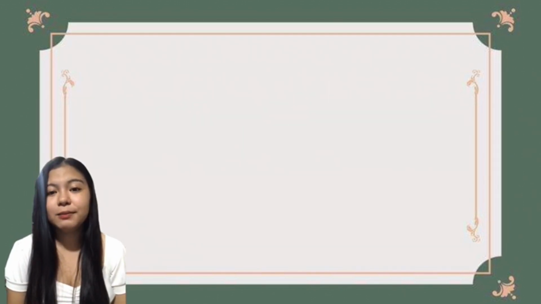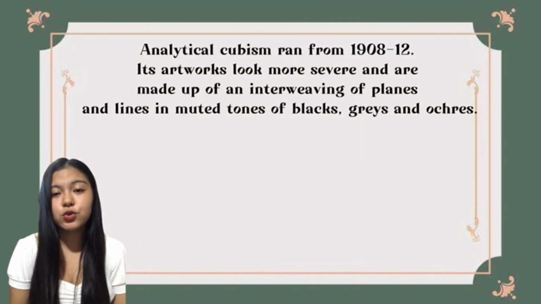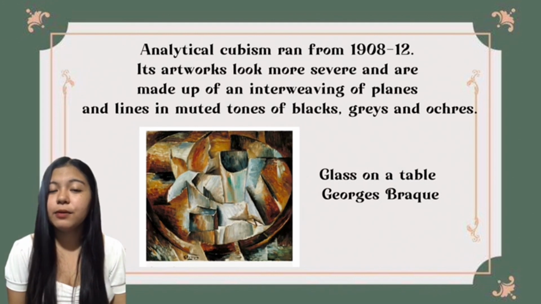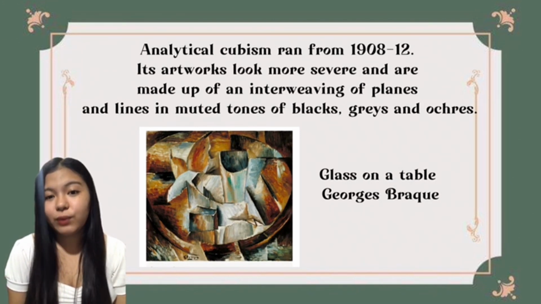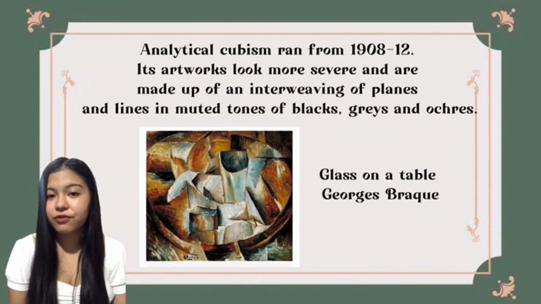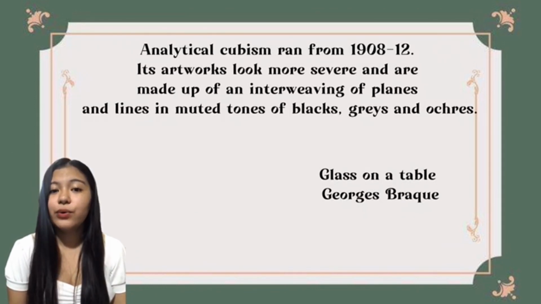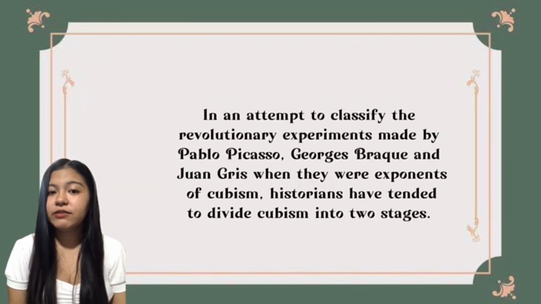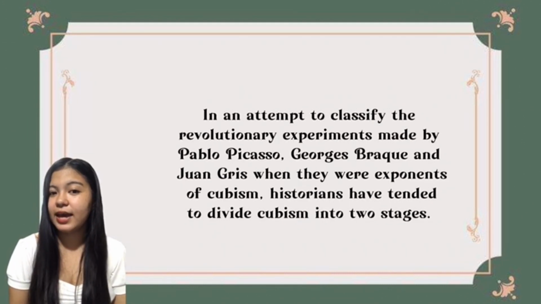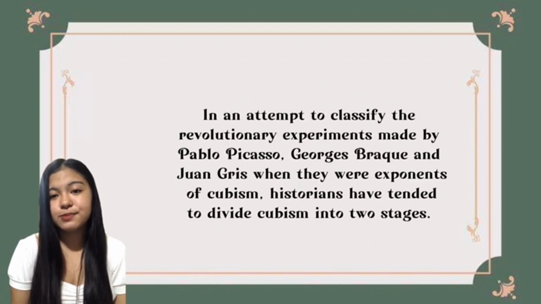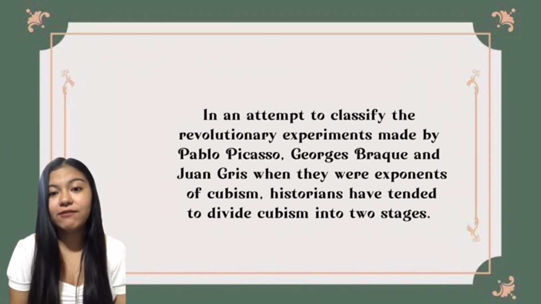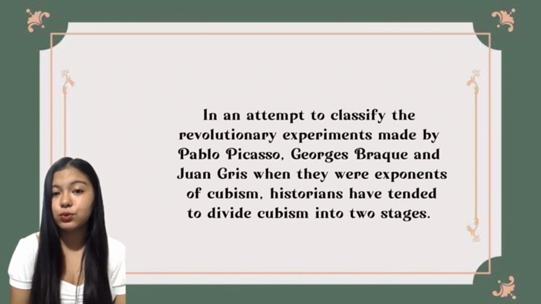So Analytical Cubism ran from 1908 to 1912. Its artworks look more severe and made up of an interweaving of planes and lines, with muted tones of blacks, grays, and ochre. So in an attempt to classify the revolutionary experiments made by Pablo Picasso, Georges Braque, and Juan Gris when they were exponents of Cubism, historians have tended to divide Cubism into two stages.